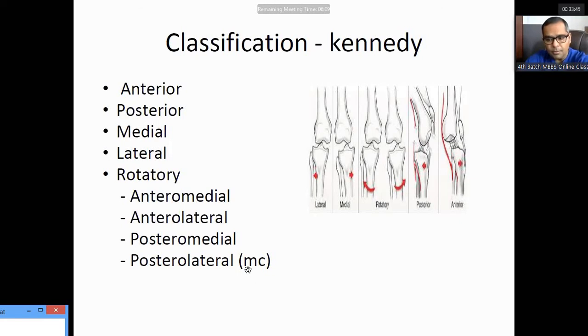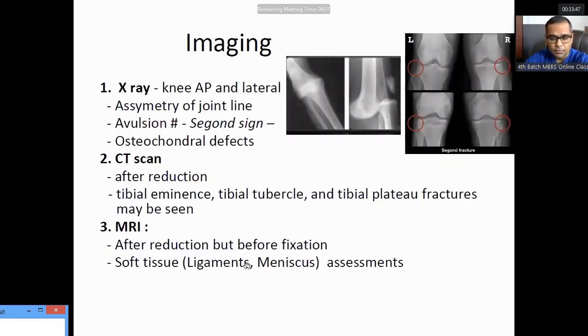Posterolateral is most common and very dangerous also. It is difficult to reduce. Imagine X-ray, knee AP and lateral. We have to assess the asymmetry of the joint line and avulsion fracture, Segond's sign, like in this, avulsion fracture of the proximal tibia and the lateral aspect. This is typically suggestive of the anterior cruciate ligament injury.